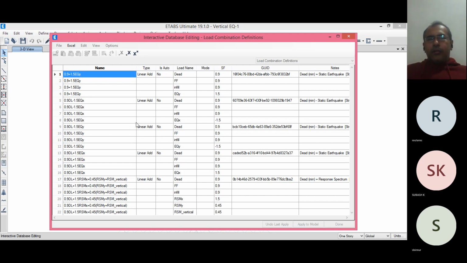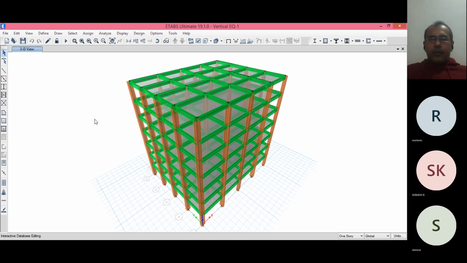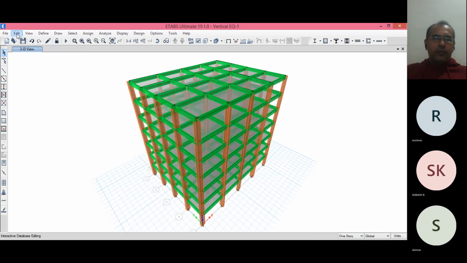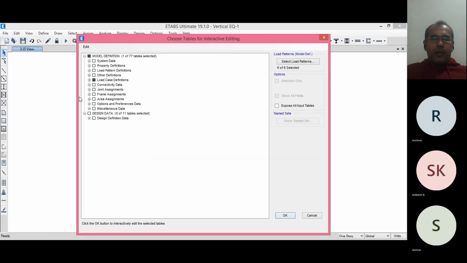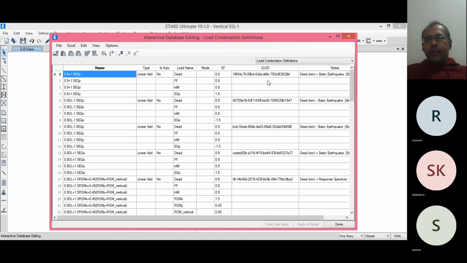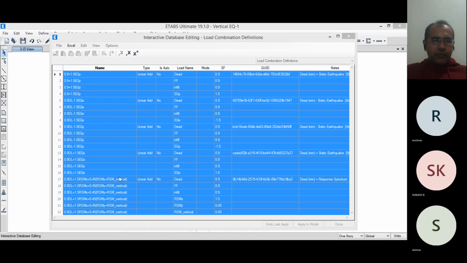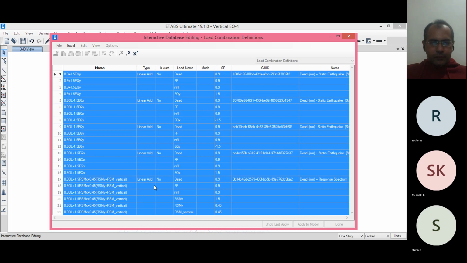Now it is done. So whenever you open a new ETABS file, you don't have to define any load combinations. In load combinations, nothing has to be defined in the new model. You go to Edit, Interactive Databases, and open these combination definitions, Expose All Input Tables, and click okay. When this opens, it will be blank, right? So when it is blank, what you will do? You will say Send Excel to Table, and this will be all blank. So when it is all blank, just copy paste those Excel combinations here and close it. Automatically your load combinations will get transferred into your ETABS file.